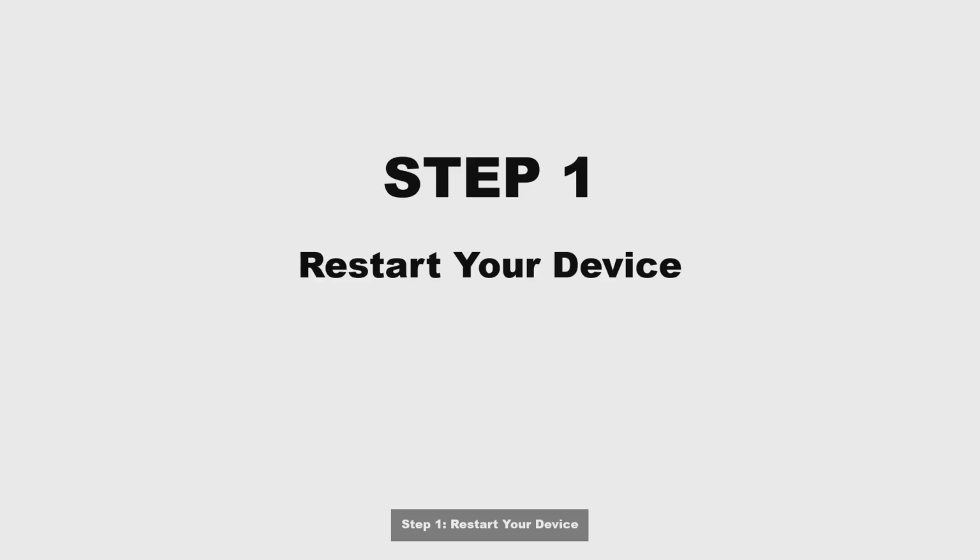If you're experiencing issues with the Spectrum TV app not loading, follow these simple steps to troubleshoot and resolve the problem quickly. Step 1. Restart your device. Turn off your device completely and unplug it from the power source. Wait for about 30 seconds, then plug it back in and turn it on. This can help clear temporary glitches.